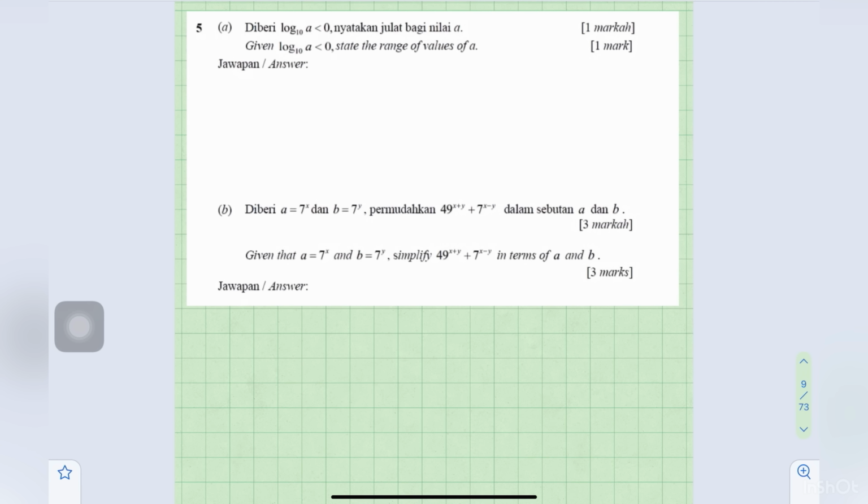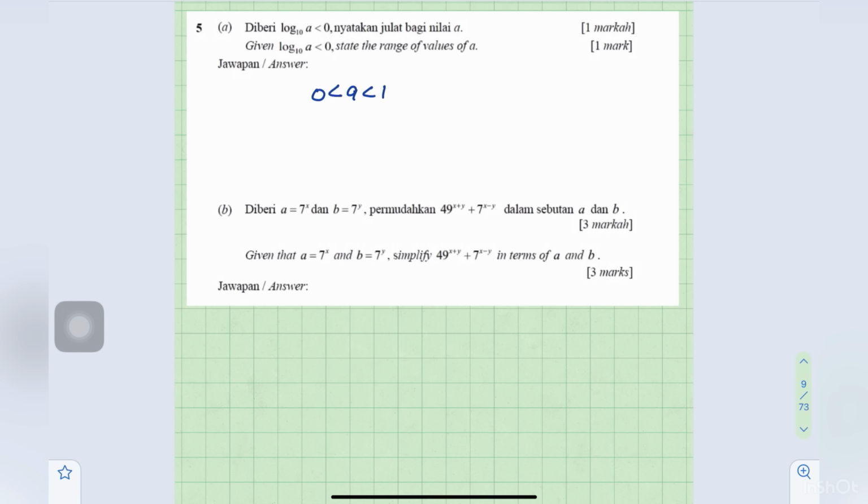Number 5A, given that log A base 10 is less than 0, state the range of values of A. Okay, untuk soalan ni, kita kena tahulah bila kita nak cari kalau log yang negatif, A ni mesti less than 1. So, A mesti less than 1. Tapi kita tahu juga A ni tak boleh negatif. So, mesti more than 0. Okay, macam tu je. Satu markah.